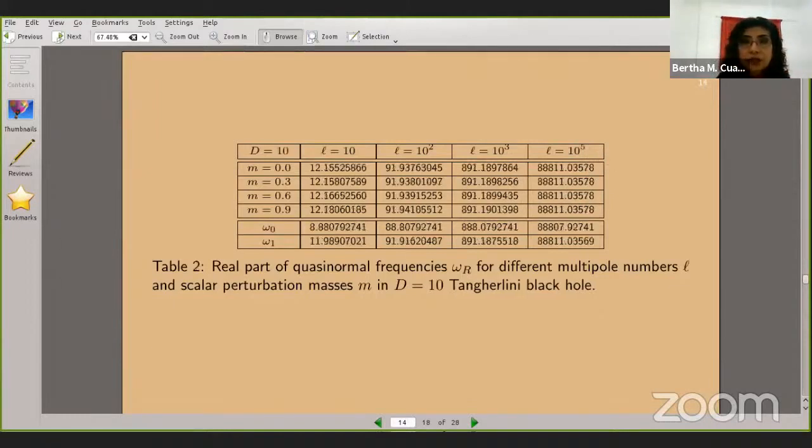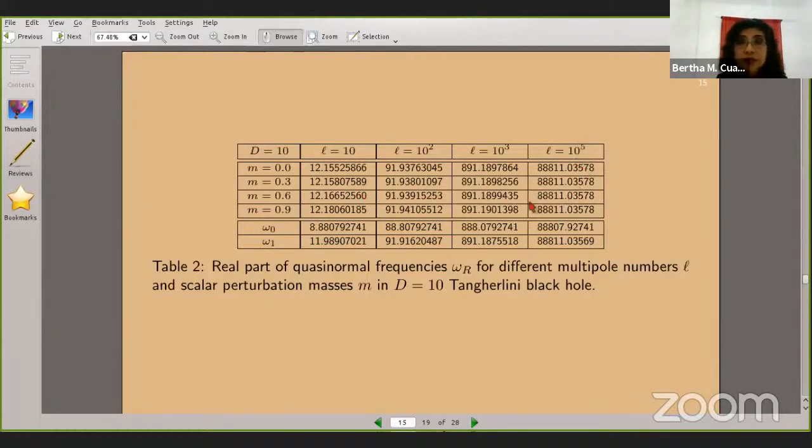Now, we can also show another table here for the 10-dimensional Tangherlini black hole. In this case, we see similarly that the first four lines correspond to the quasi-normal frequencies using the WKB method, and the last two lines are the frequencies obtained through the shadow radius. And again, we see that considering the first sub-leading term, this correspondence is fulfilled in a very nice way.